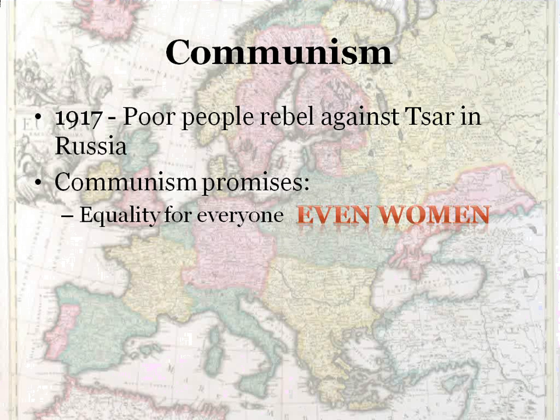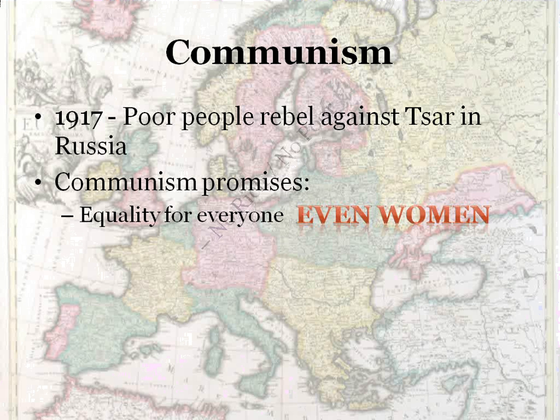You were not supposed to see men's arms or their legs. Swimming suits back in the late 1800s and early 1900s went from wrist to ankle, covering everything for men and women. Those were swimming suits because you weren't supposed to see any skin. Equality for everyone, even women.